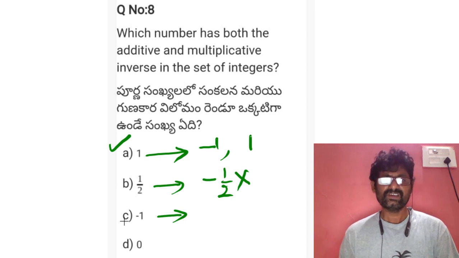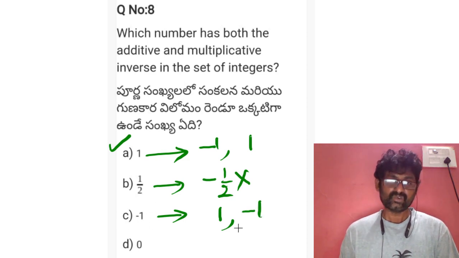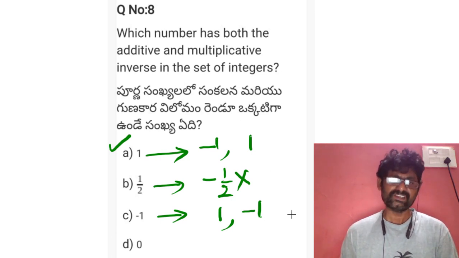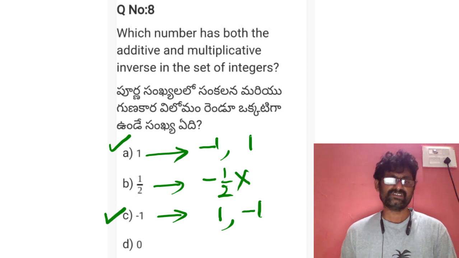Option C, let us take. What is the additive inverse of negative 1? That is positive 1. What is the multiplicative inverse of negative 1? That is negative 1 again. So negative 1 is also having additive and multiplicative inverses in integers. So option C is also correct.